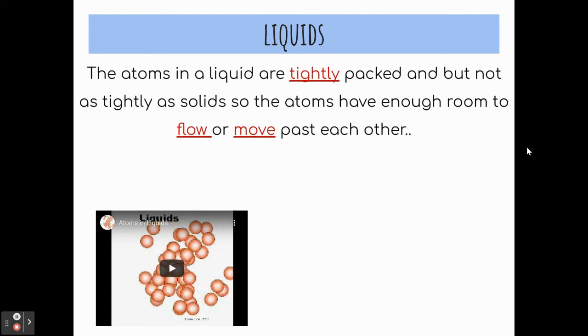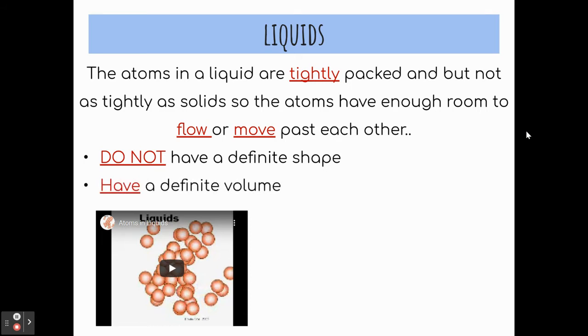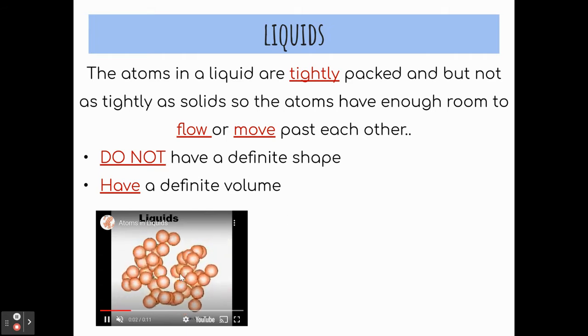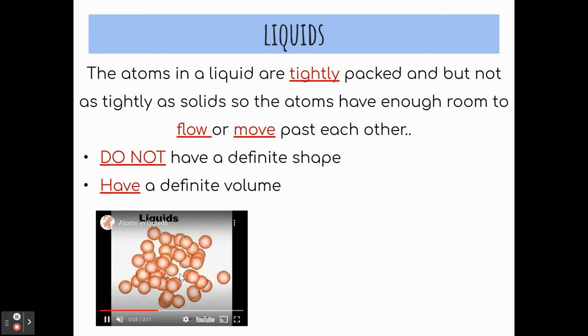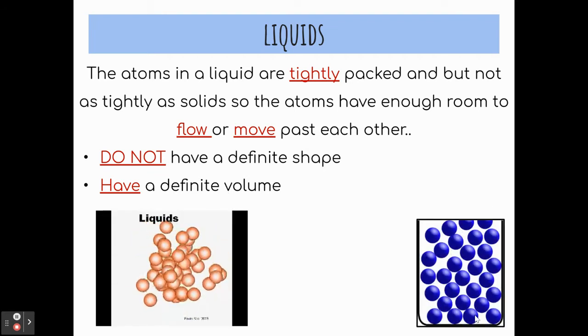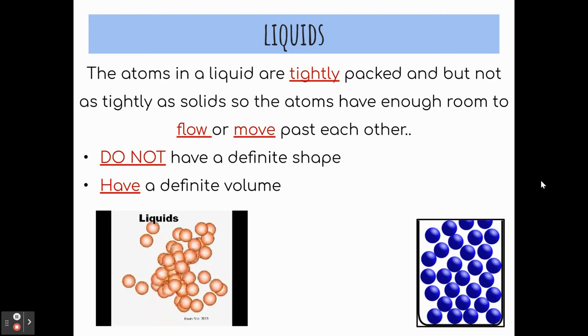Liquids. The atoms in a liquid are tightly packed, but not as tightly packed as solids, so they have enough room to flow or move past each other. And so they do not have a definite shape because they can flow and move, but they do have a definite volume. You can see that they're close together, but they can flow and move past each other. This is another example of how they look.